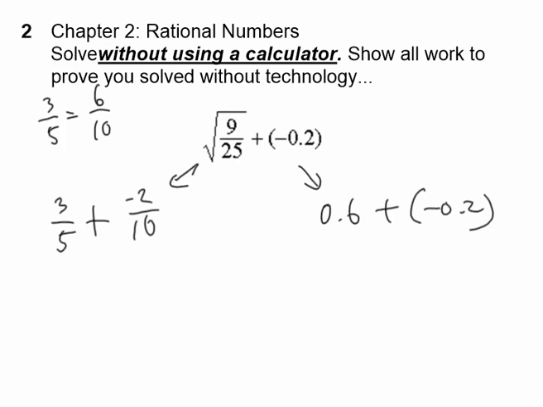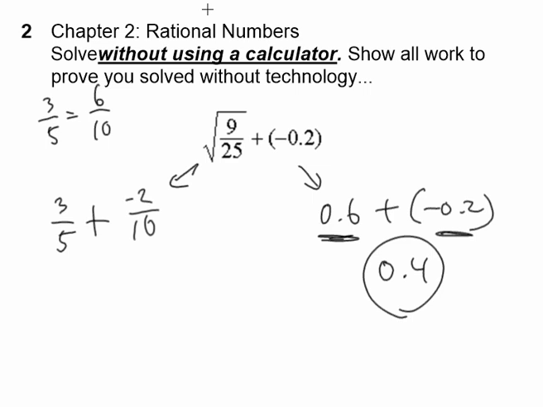Obviously, the decimal standpoint is easier, because if you think about adding these two decimals, I have 60 cents and I owe 20 cents. So if I pay off my debt, a positive 6/10 plus a negative 2/10 is a positive 0.4, and that's your answer. That's an easy one to do.